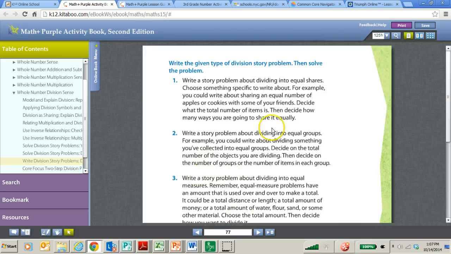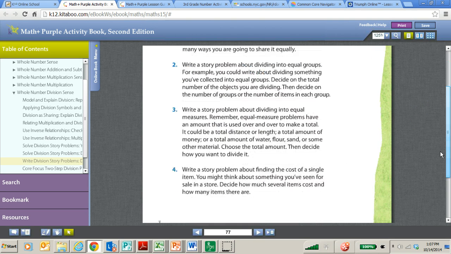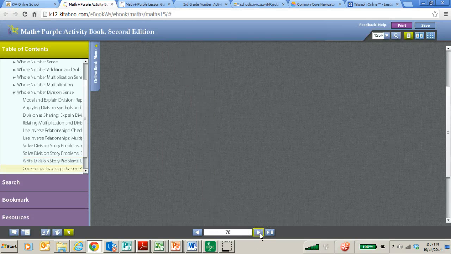So this entire lesson encourages students to write their own story problems. And this could be something they could do as a game and have other members of their family even try to solve their own story problems.